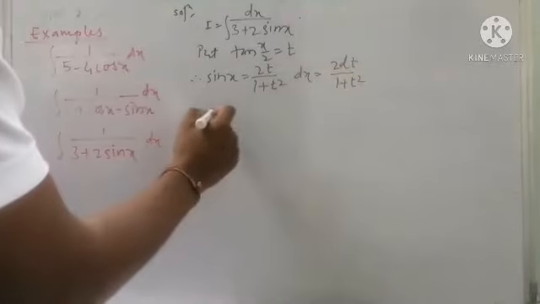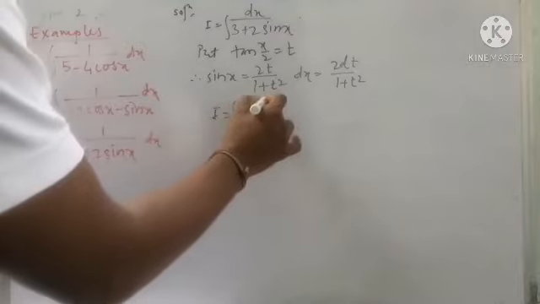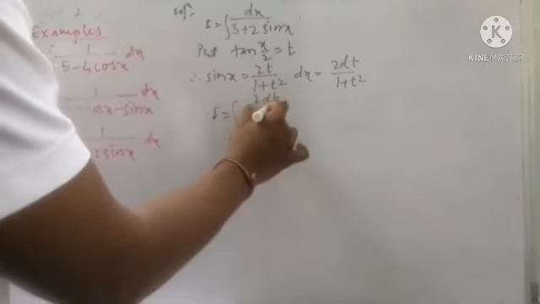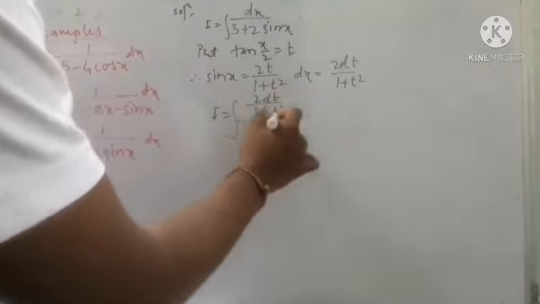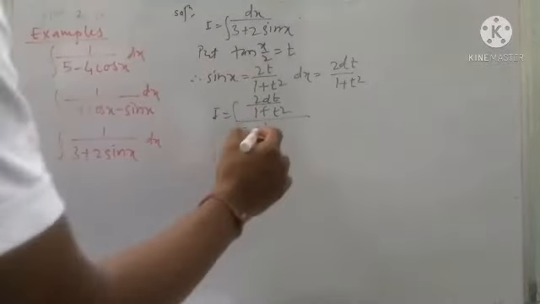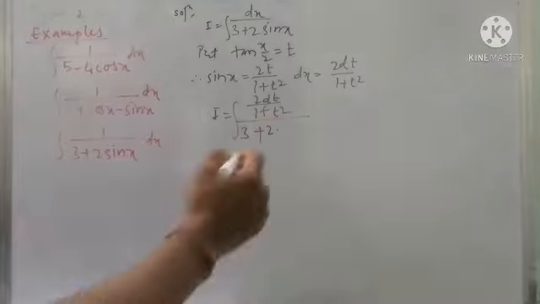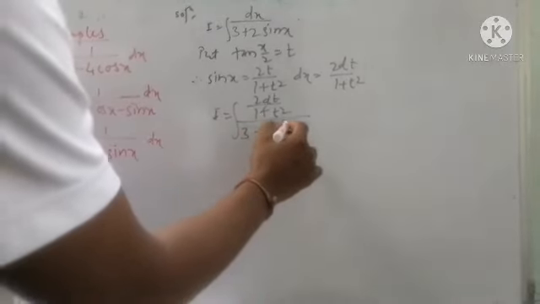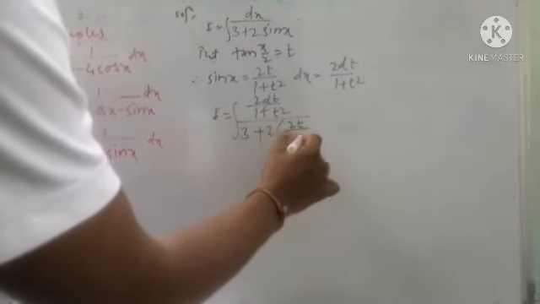Now the integral will become I is equal to the integration of numerator 2 dt divided by 1 plus t square. Simple substitutions are there. The denominator contains a first term, 3, which is a constant, so it remains as it is, and the second term is 2 into, now put sin x in terms of t, which is 2t divided by 1 plus t square.